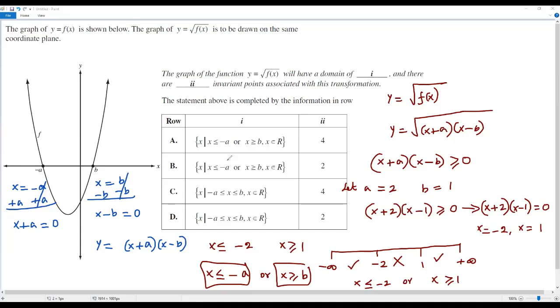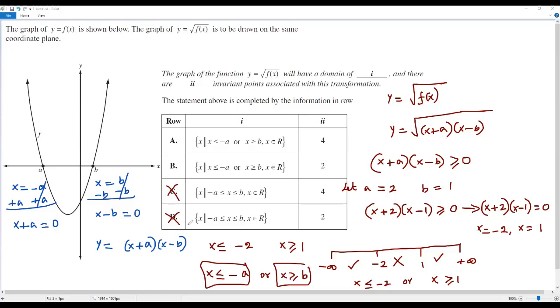So which one can be correct? For that we have to check with the second blank, because we have to find the number of invariant points. Row A says there are 4 invariant points and row B says there are 2 invariant points. So we have to find the invariant points so that we can decide whether option A is correct or option B is correct, but I'm pretty sure option C and option D are incorrect.